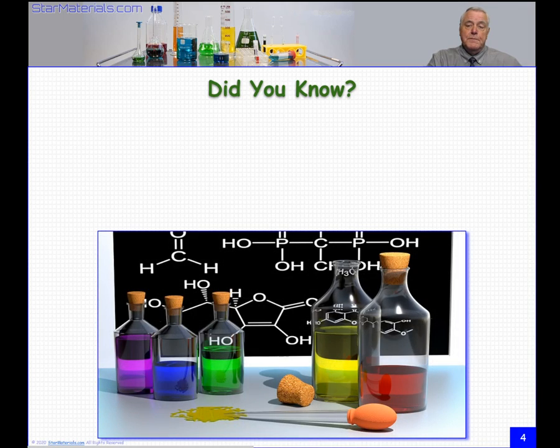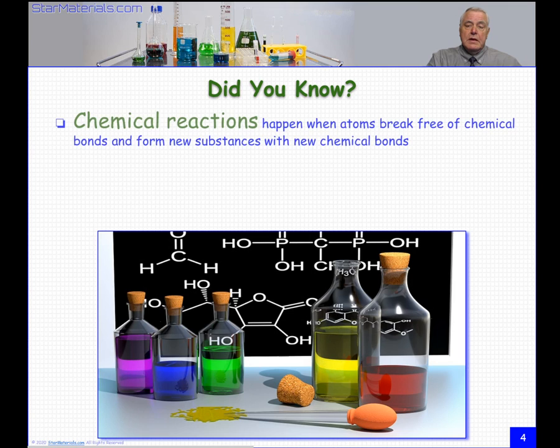Did you know? Chemical reactions happen when atoms break free of chemical bonds and form new substances with new chemical bonds. So you're going to get something different.